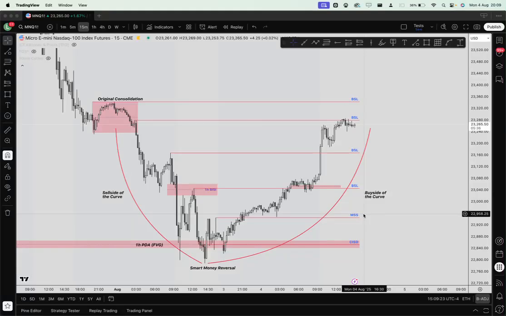What's going on, everyone? In this video, we are going to break down this perfect market maker buy model on the 4th of August 2025. Now, this is, as I said, a perfect example of a market maker buy model.